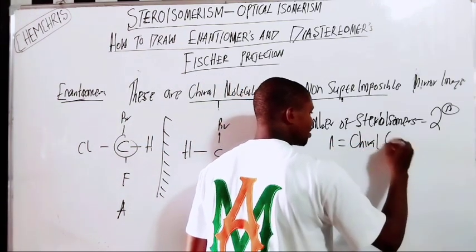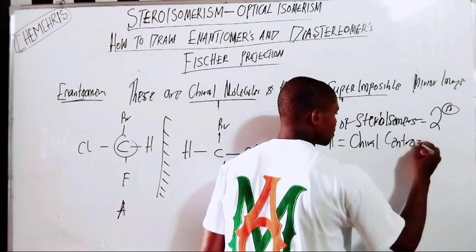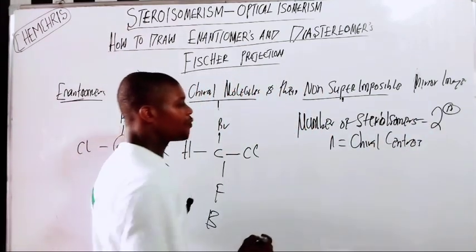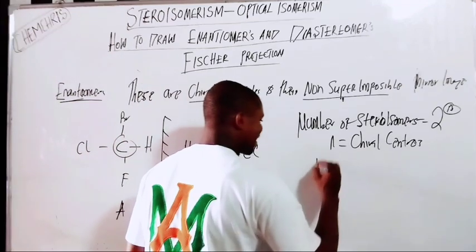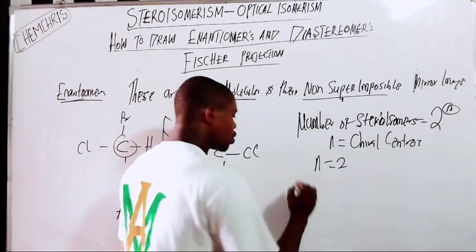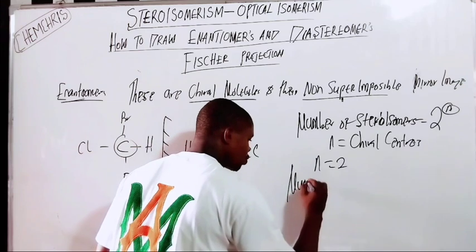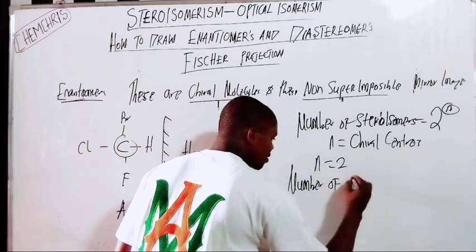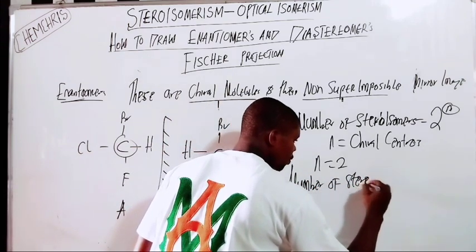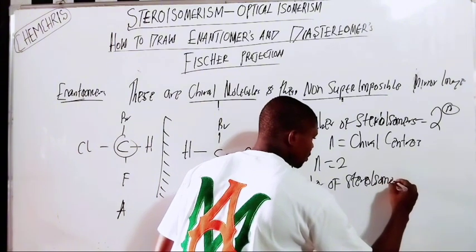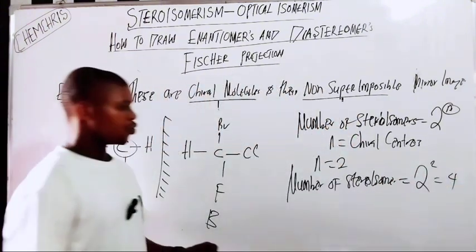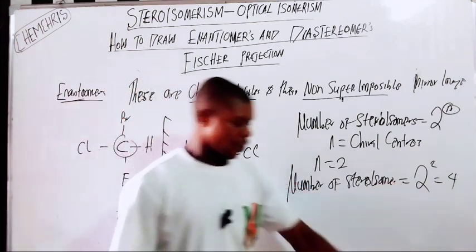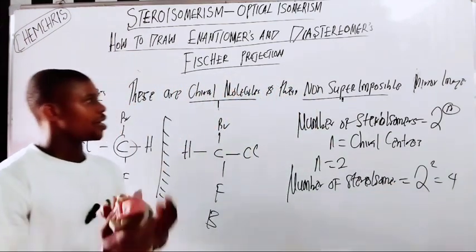So if a chiral molecule has 2 chiral centers, N equals 2. The number of stereoisomers is equal to 2 raised to 2, which is going to be 4. So now let me just give you a little recap here.